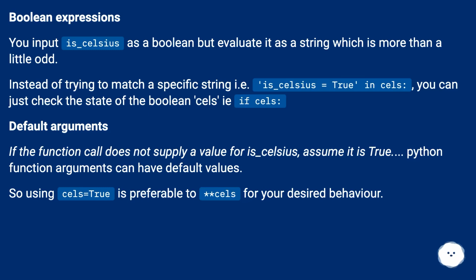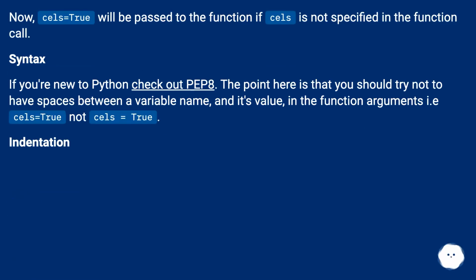Default arguments. If the function call does not supply a value for is_celsius, assume it is true. Python function arguments can have default values. So using is_celsius=True is preferable to is_celsius for your desired behavior. Now, is_celsius=True will be passed to the function if is_celsius is not specified in the function call.